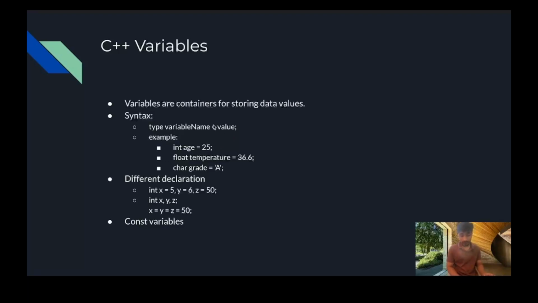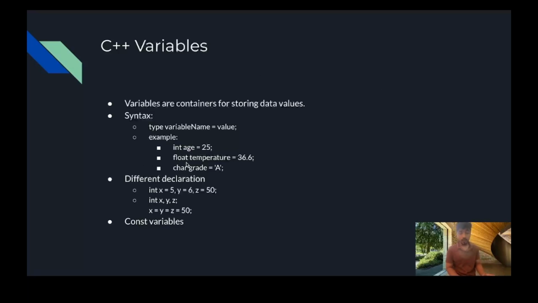If we see some of the examples here, you can see int age equals 25. Here it has created one container, one box, in which it has placed the number 25 and named it age. So in the memory there is one block present in which 25 is present, and we can access that block using the name of that variable, age.